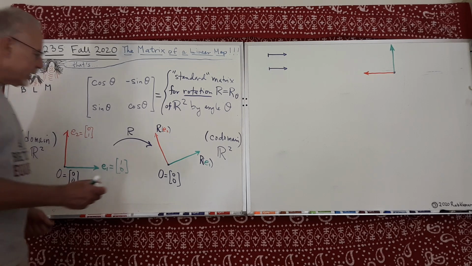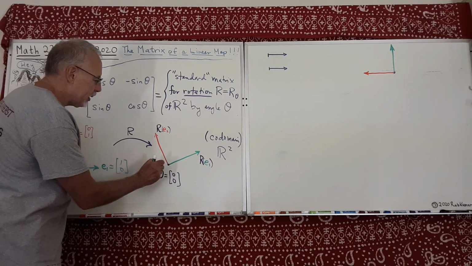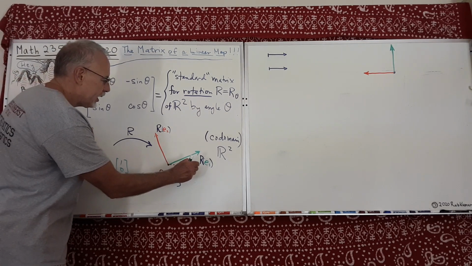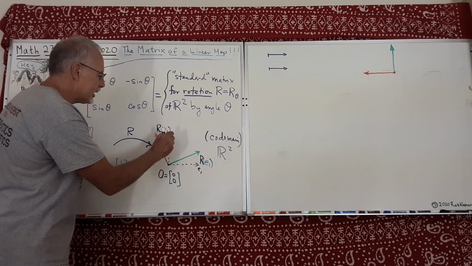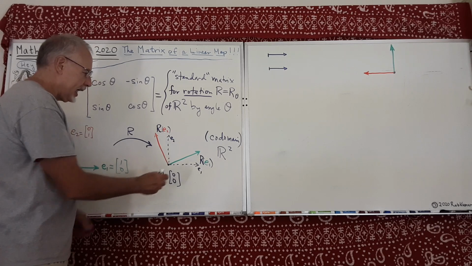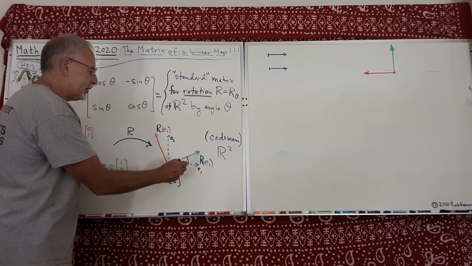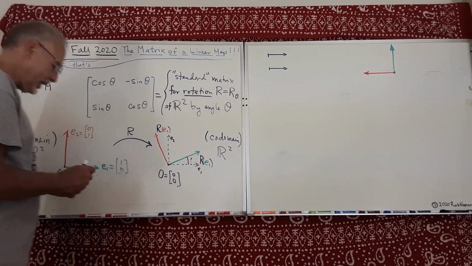To aid your trigonometry, you might want to put in the original E1 and the original E2, the axes there, as it were, and ask yourself, what's this angle? What's that angle? Just a hint there.